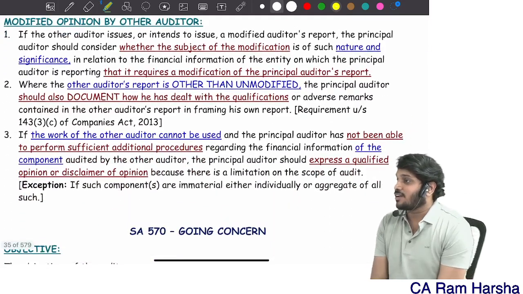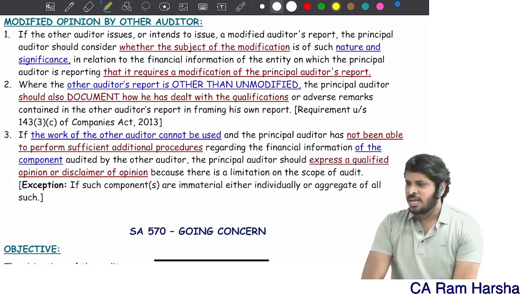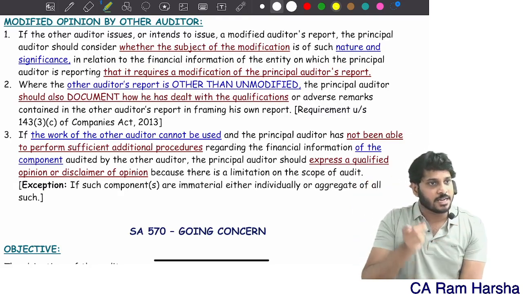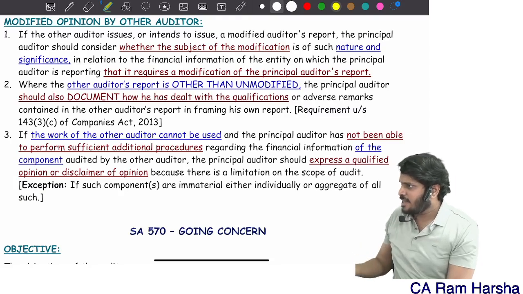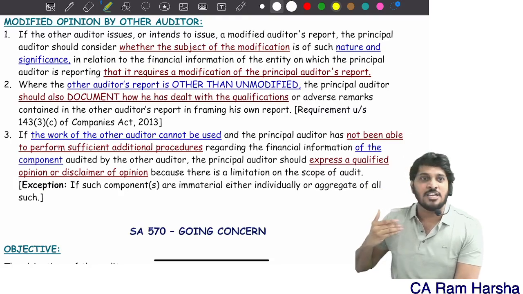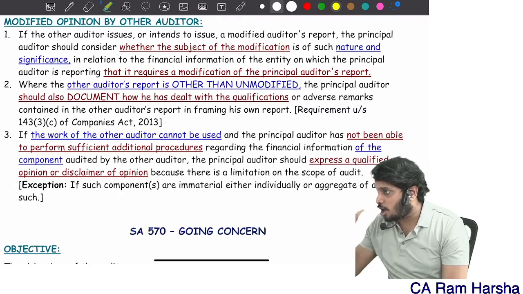Suppose, sir, the other auditors gave modified opinions. What shall the principal auditor do in the overall audit report? If that branch or component is immaterial to the overall financial statements, even though the component auditor gave an adverse opinion, that component is immaterial, no business happened in that, I will ignore that.